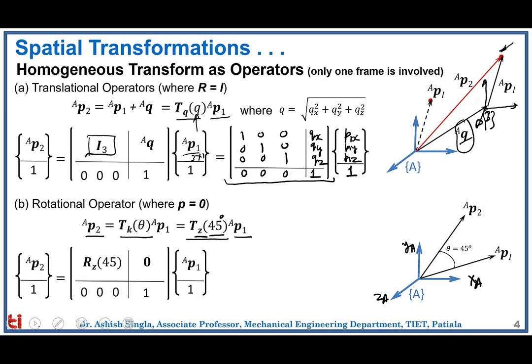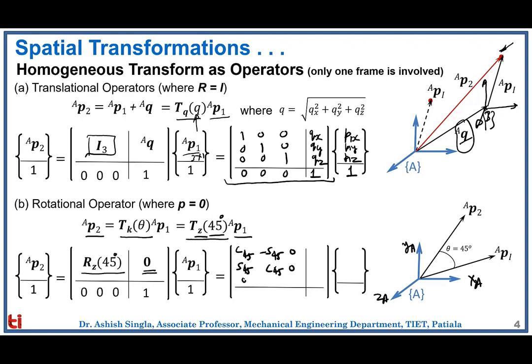So we can see this in the homogeneous transform way, where the translation vector is shown as 0 because both the frames remain coincident, and the rotation matrix which shows the orientation of frame B with respect to frame A is shown by this rotation matrix, which represents the rotation about z axis by 45 degrees, which we can write this way: C45, minus S45, 0, S45, C45, 0, 0, 0, 1. This is a typical template of the rotation matrix about the z axis, and then finally it's all zeros and 0 0 0 1. And here you have PX1, PY1, PZ1, 1. So this 4x4 matrix represents the homogeneous transform as a rotational operator.